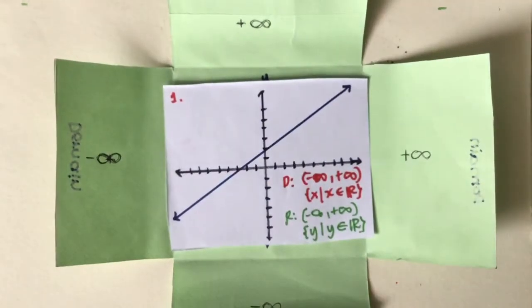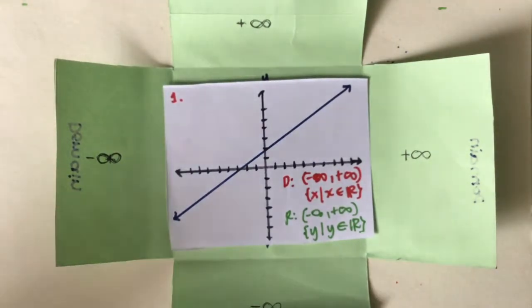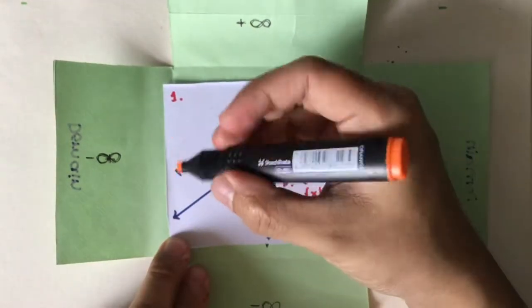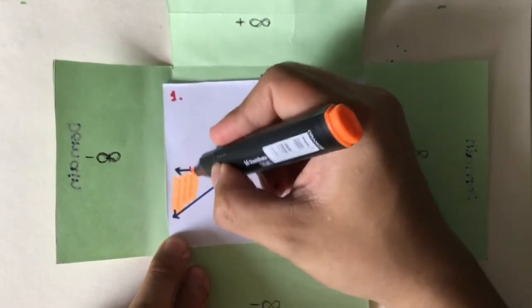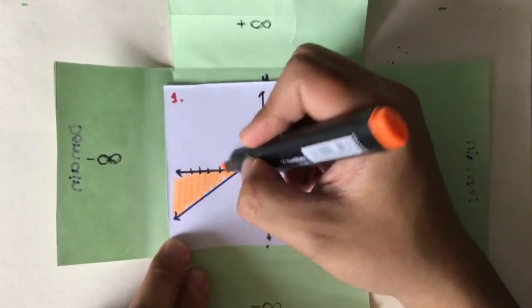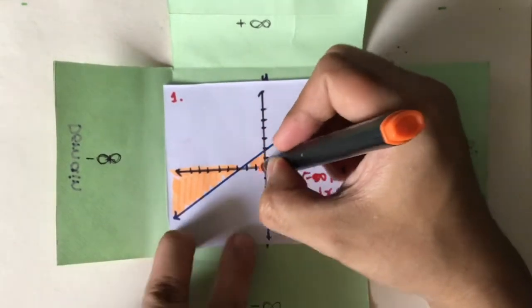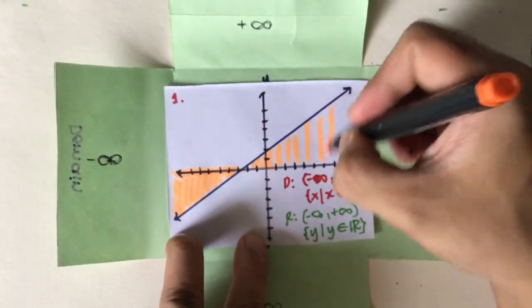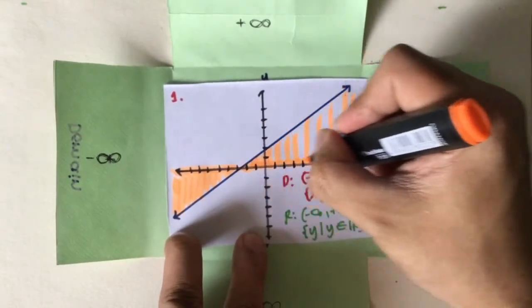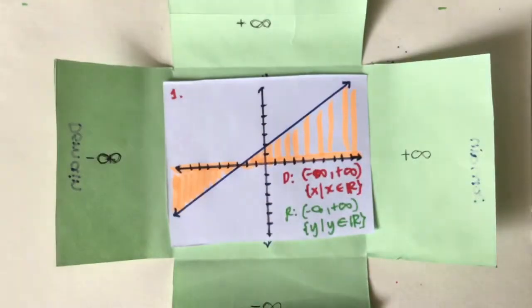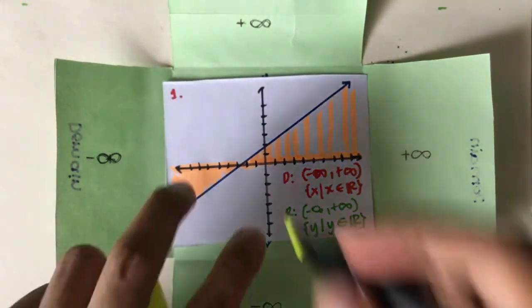Now we also have another way of determining the domain and range, and that is by shading or extending the graph towards the x-axis. If you extend the graph towards the x-axis, you will see that it hits all the x's here, which means it goes to infinity. Therefore your graph hits all the x values possible.